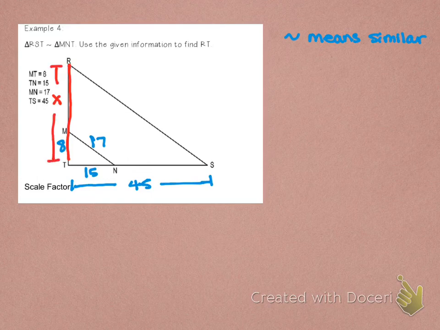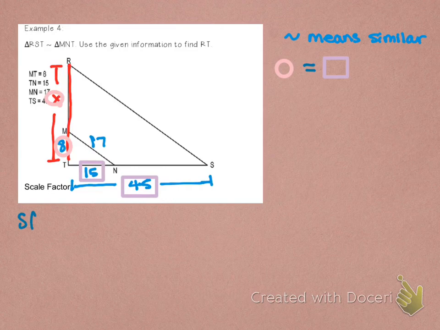Okay, so to find similar figures, if I'm looking for X and that goes all the way down the big triangle, then I'm looking for the height of the small triangle, which is 8. And so those are matching or congruent sides. So then I need to find a different side that's congruent, and that's going to be this right here. 15 is congruent to 45. Okay, so we set up a proportion by doing our circles equal to our rectangles. Okay, and then we cross multiply and divide.